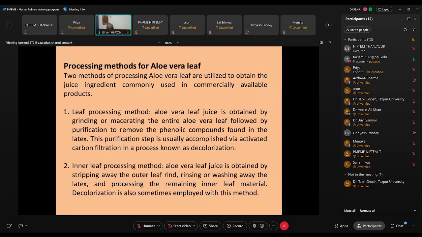Sometimes we do the inner leaf processing method. Inner leaf processing method means aloe vera juice is extracted from the inner rind by removing or stripping away the outer leaf rind. So first we strip away the outer leaf rind, then we rinse or wash away the latex and process the remaining inner leaf material. So sometimes decoloration is also employed in this method.